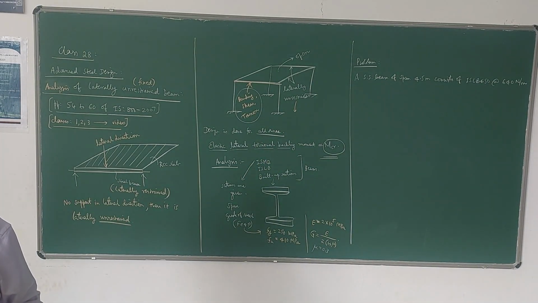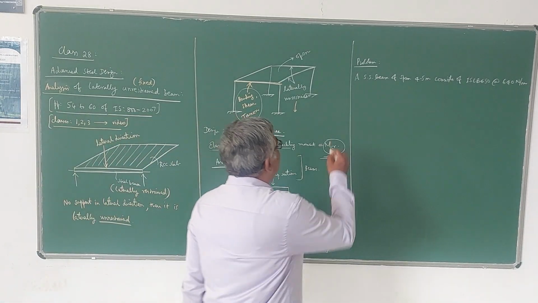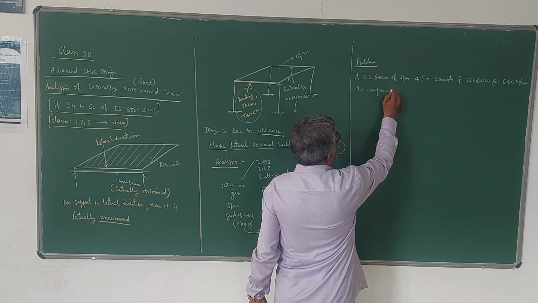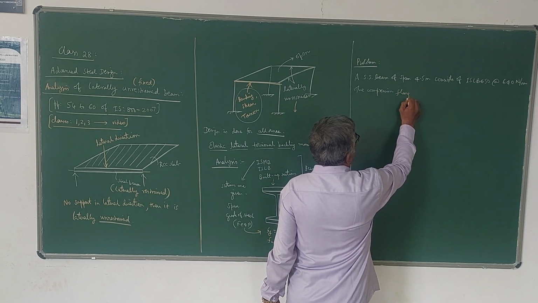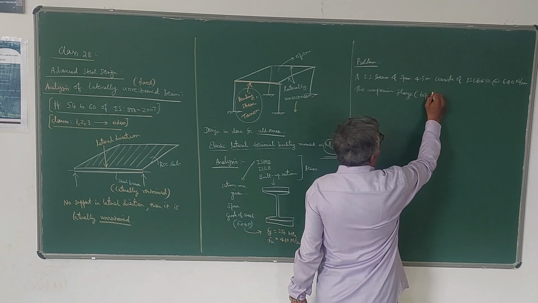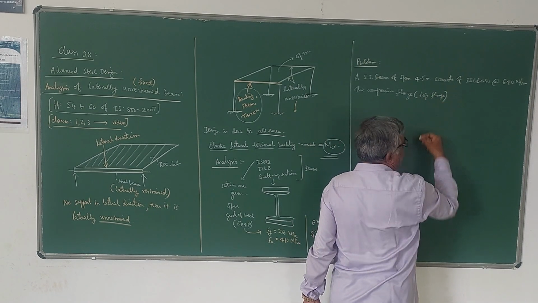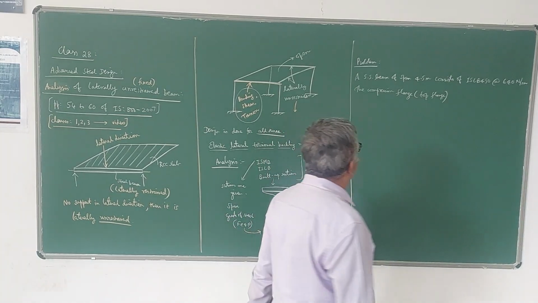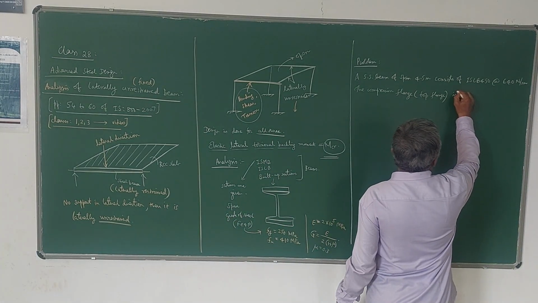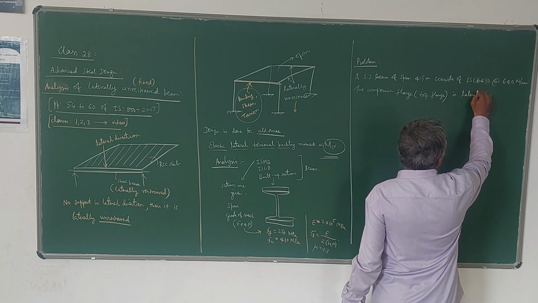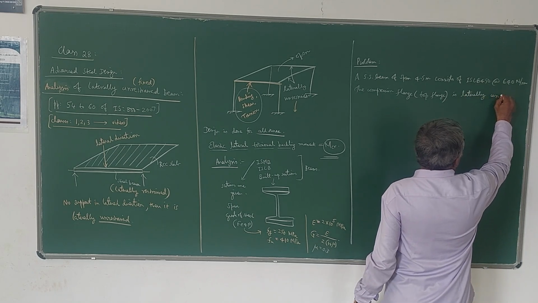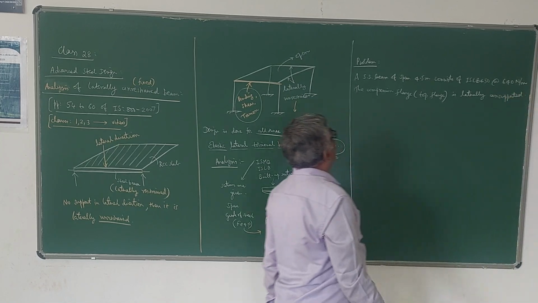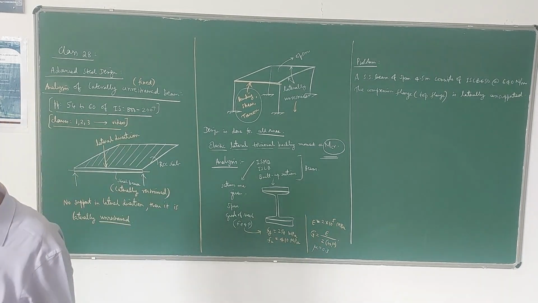The compression flange is laterally unsupported. The compression flange, that is the top flange. Compression flange is the top flange. In a simply supported beam only the top flange is subjected to compression. In case of cantilever beam, bottom flange is subjected to compression. That is why the compression flange is laterally unsupported and unrestrained. Laterally unsupported.